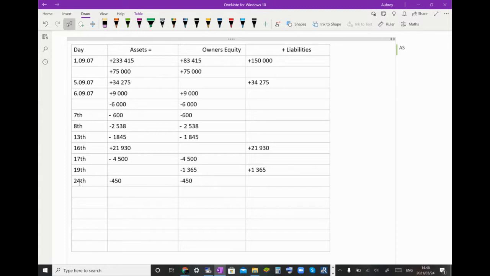Sold trading inventory for 4,500 cash. The goods were originally bought for 3,000. Right? Yep, 3,000. So that happened when? That happened on the 25th.